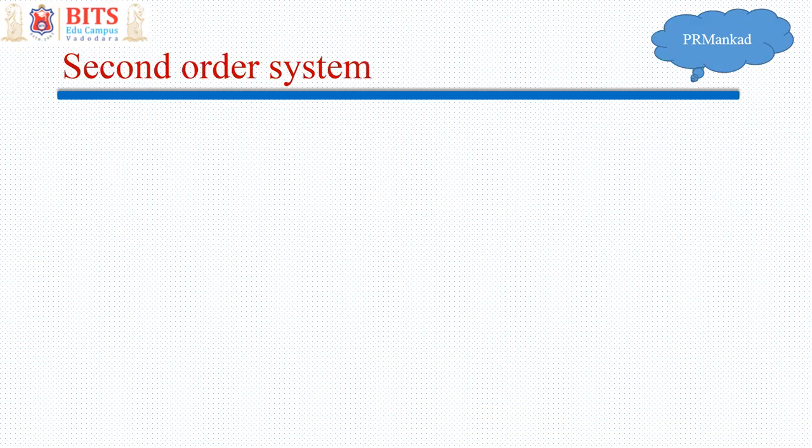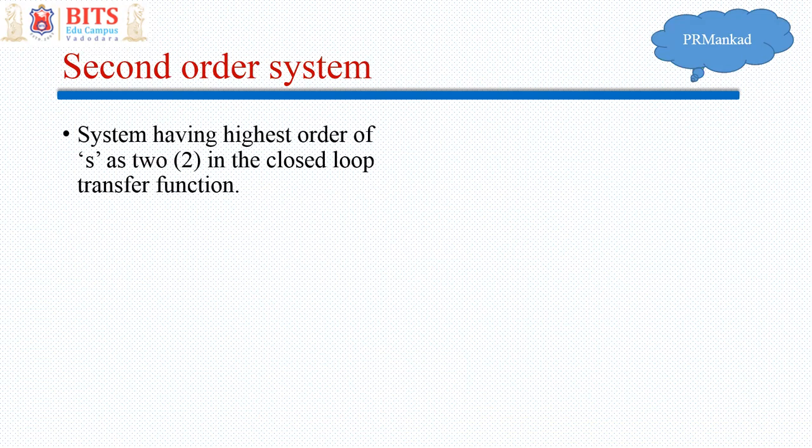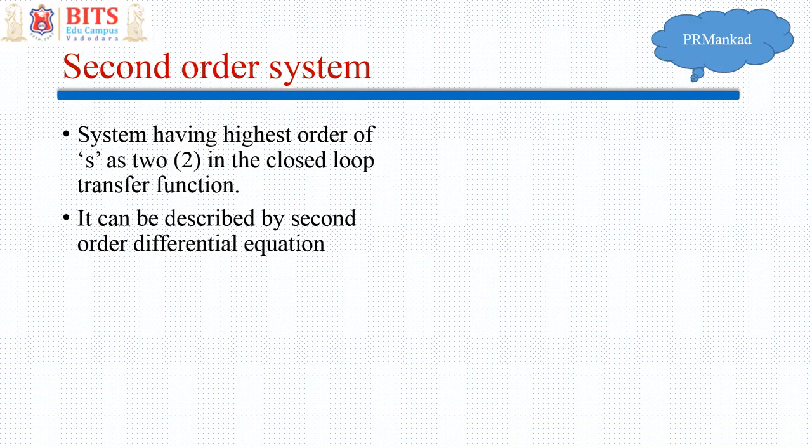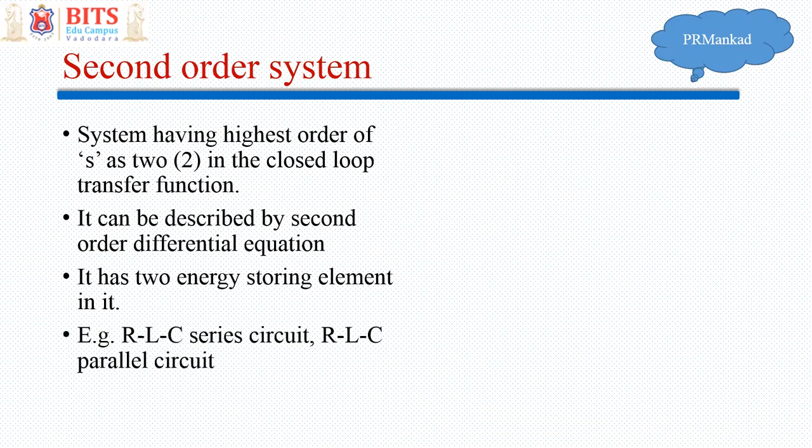Second order system is nothing but the system which is having the highest order of S as 2 in a closed loop transfer function, or in other words, it can be described by a second order differential equation. It, of course, has two energy storing elements. Example is RLC series circuit or RLC parallel circuit.